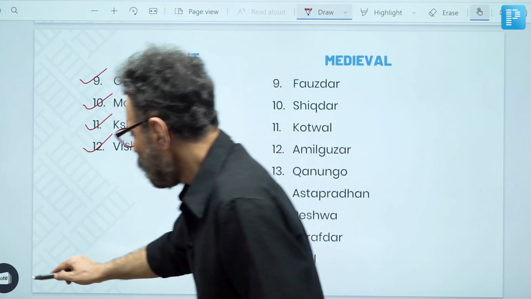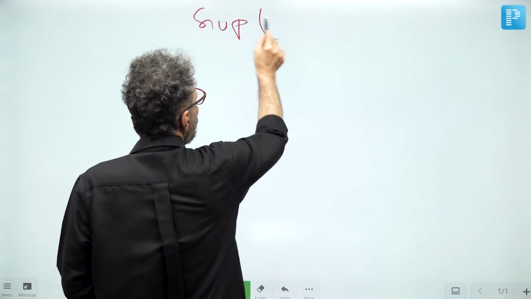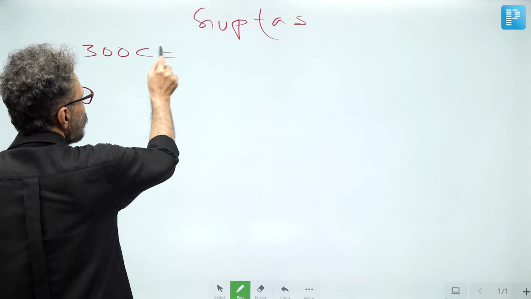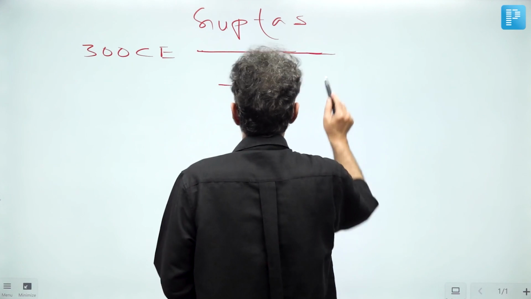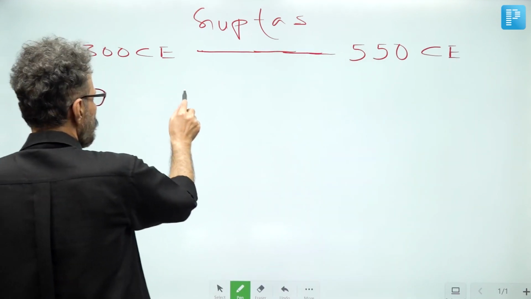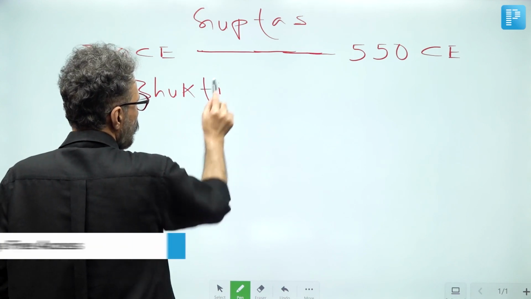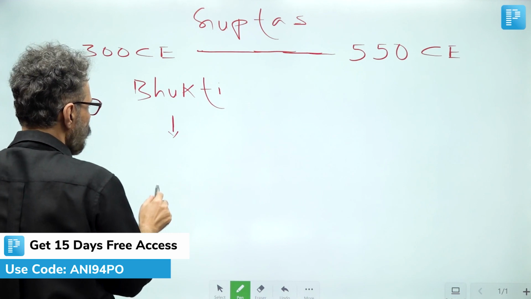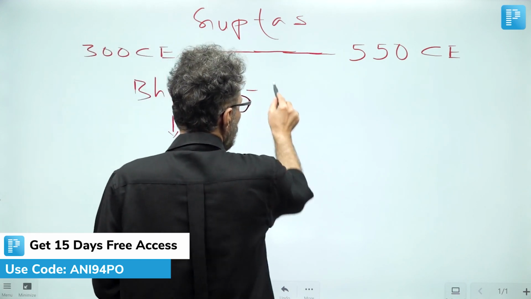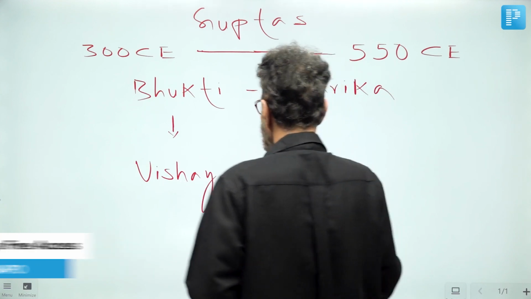So, if I explain this way, that under the Guptas, that is this period, 300 C to 550 C, there was a Politico-Administrative division known as Bhukti, and below that there was a Politico-Administrative division known as Vishaya. Bhukti was headed by Uparik, and the Vishya was headed by Vishyapati.